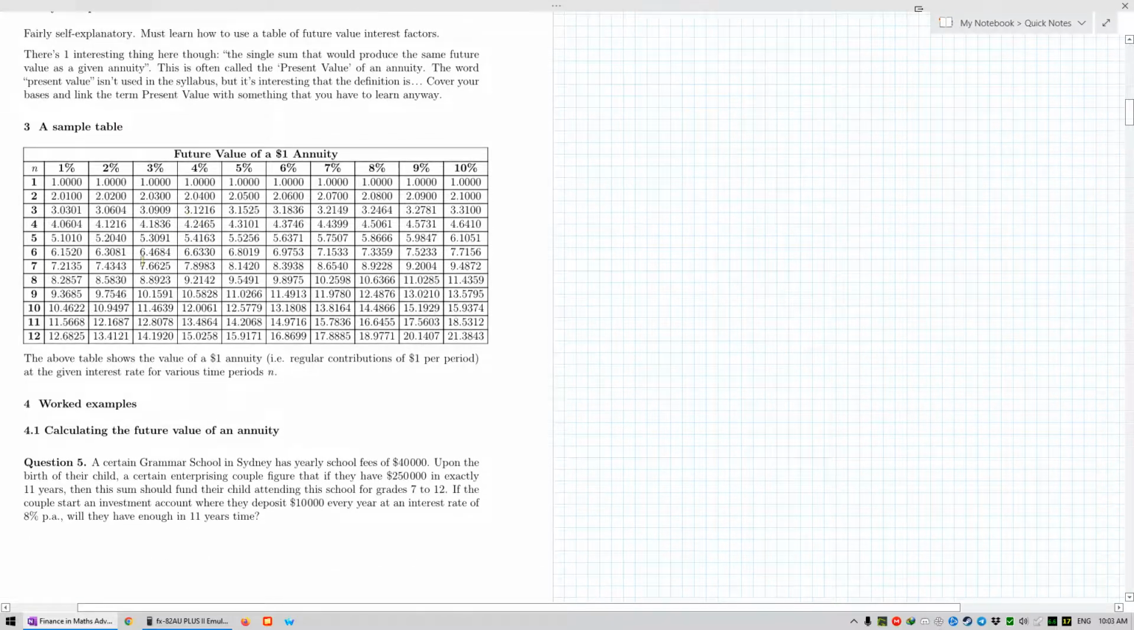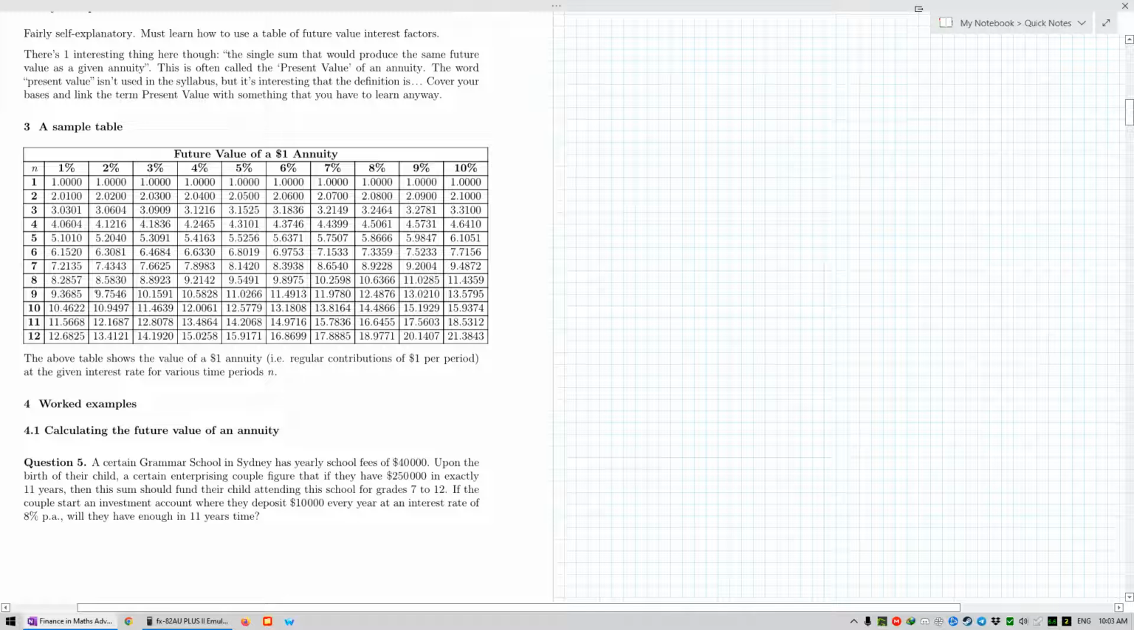So here's a sample table. Now, what does this table actually mean? What does it tell us? Well, it tells us that if you invested $1 as an annuity, which, if you remember from the previous lesson, means that you're depositing $1 at regular intervals at a certain interest rate for a certain number of time periods. And I've just gone up to 12, just because this is just an example, right?